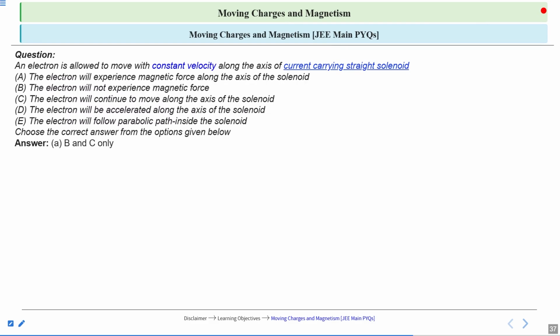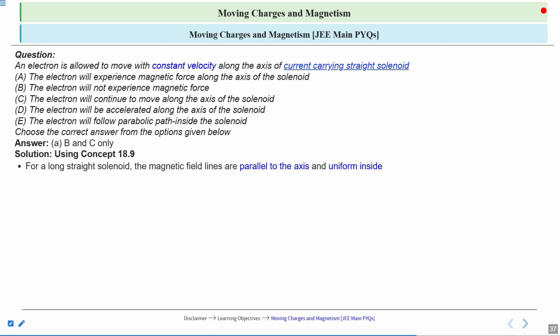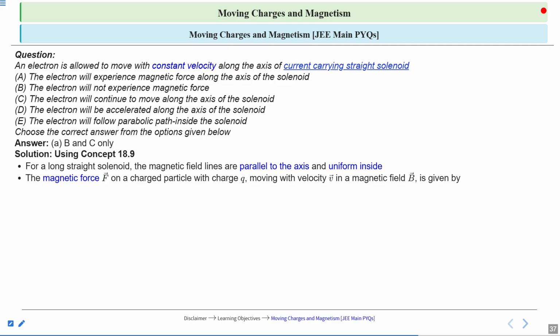So correct option is B and C only. Okay, so using concept 18.9, for a long straight solenoid, the magnetic field lines are parallel to the axis and uniform inside. We have studied in the solenoid topic that magnetic field lines are parallel to the axis and uniform inside. So magnetic force F on a charged particle with charge Q moving with velocity V in a magnetic field is given by F = Q V cross B.